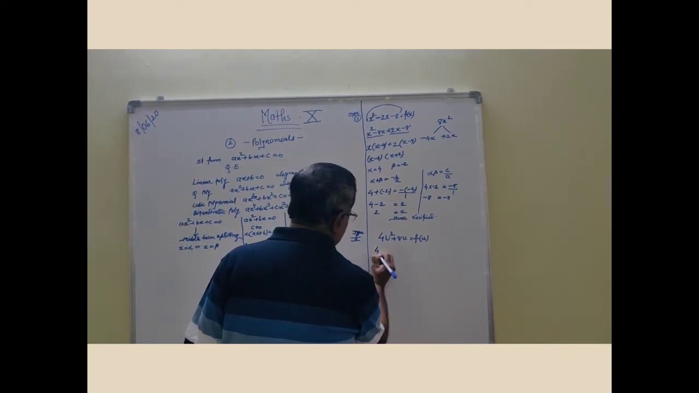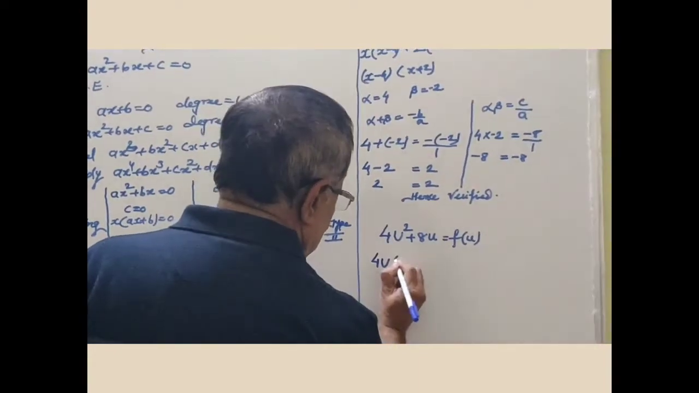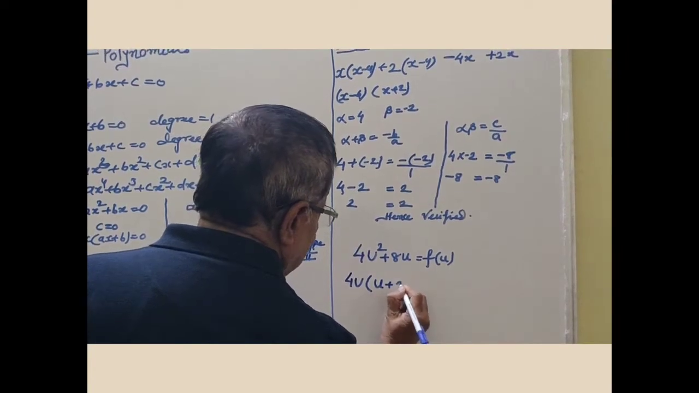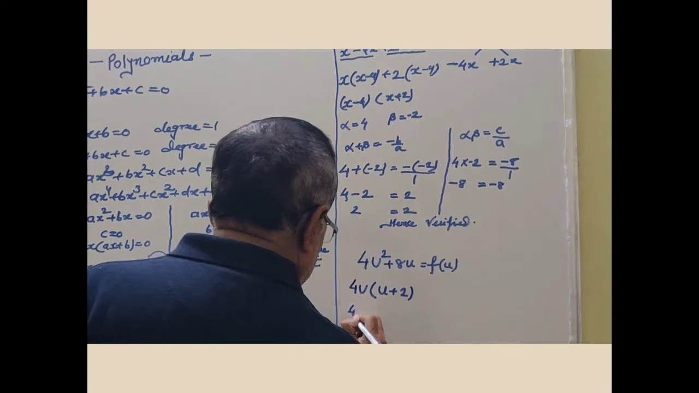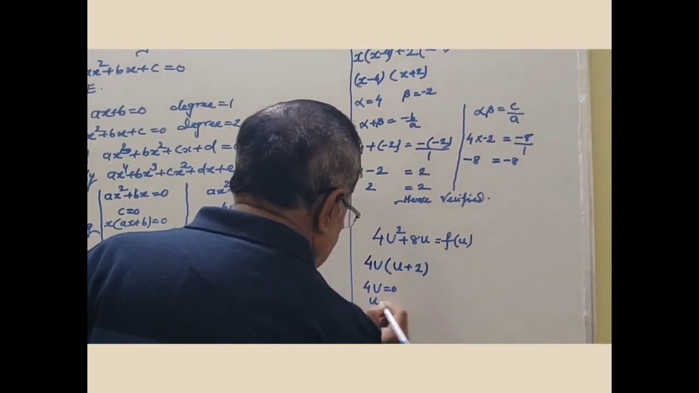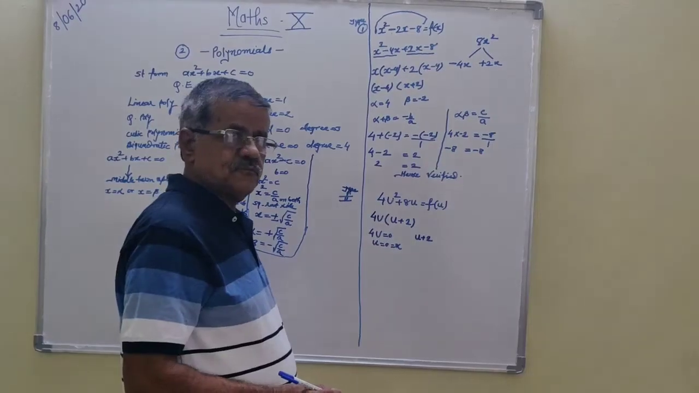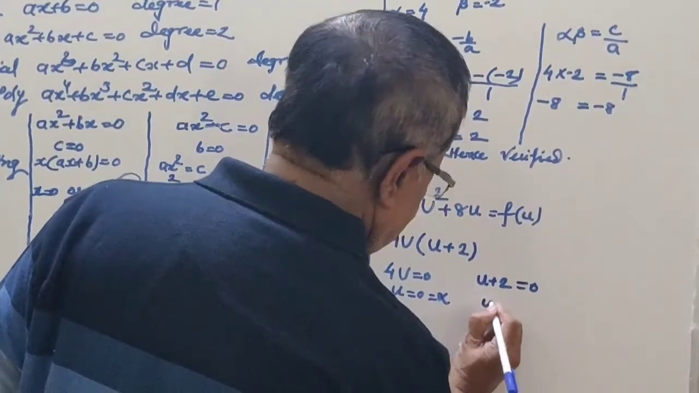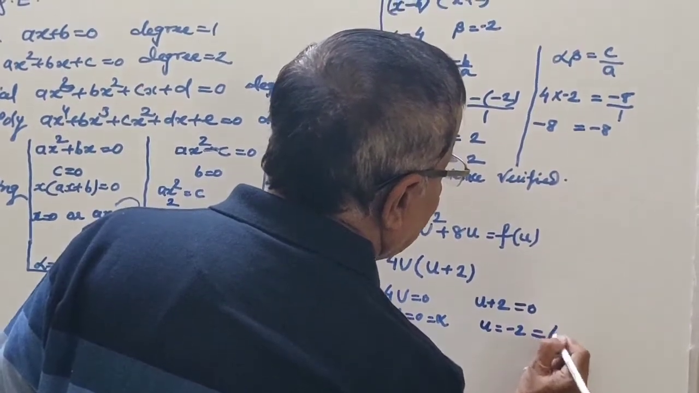I can take out 4u as a common. Now what will remain in the bracket is u plus 2. Now 4u is equal to 0, that is u is equal to 0, which means my alpha is 0. And u plus 2 is equal to 0, that is u is equal to minus 2. This is the value of beta.